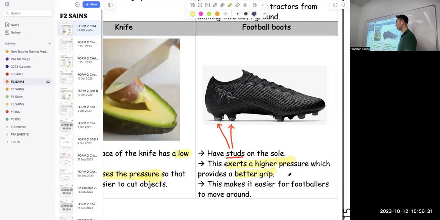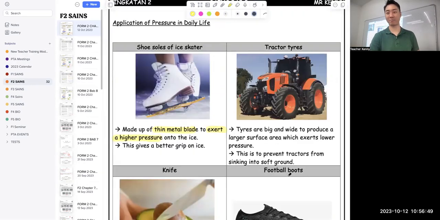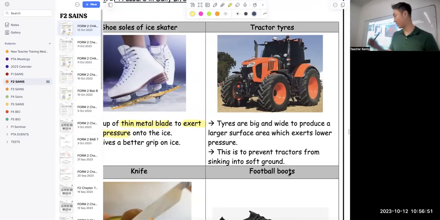Easier for footballer. Now, to make this thing is a bit tricky as well. It cannot be too thin. If too thin, then the whole shoe sinks inside already. Correct or not? Then you have to keep digging out soil. So it has to find the right balance between the force and also the surface area.